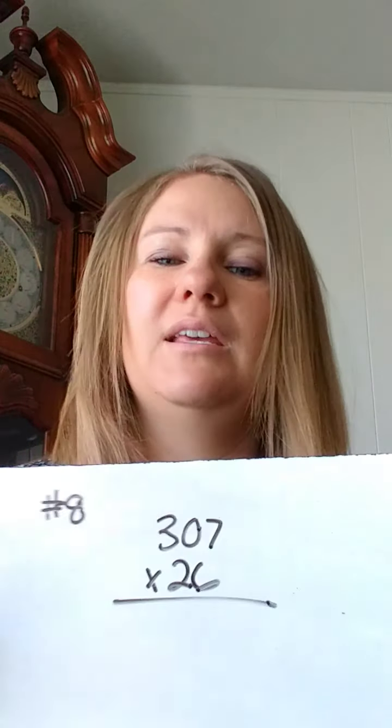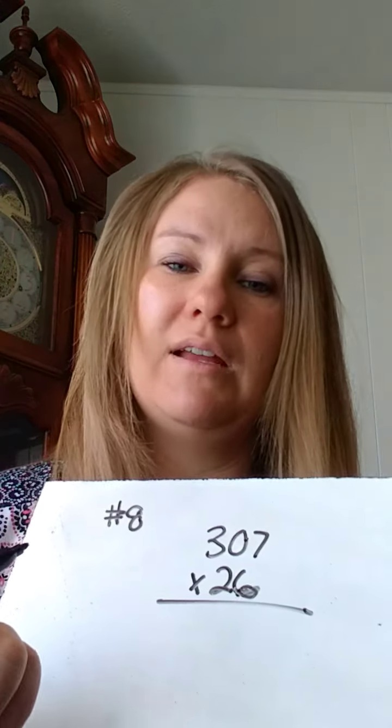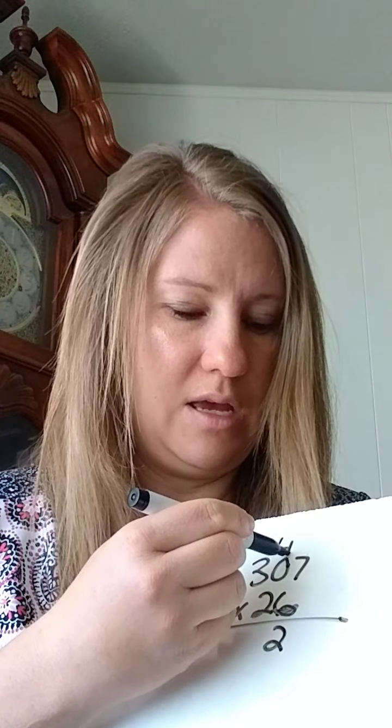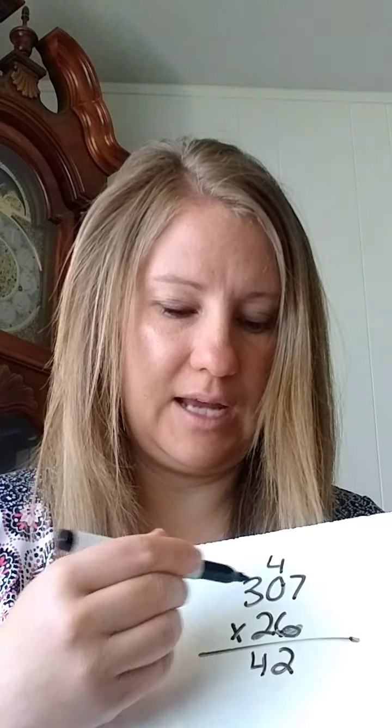26 times 307. So I'm going to go 307 times 26. I set it up like this because I put my smallest number on bottom, and we can multiply out. So let's go, that's 6. 6 times 7 is 42. Write my 2, carry my 4. 6 times 0 is 0, plus 4 is 4. 6 times 3 is 18.